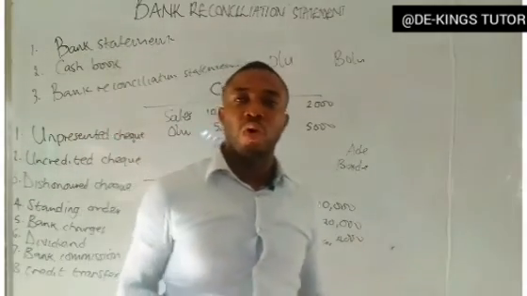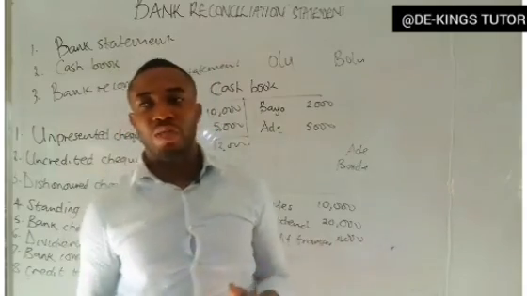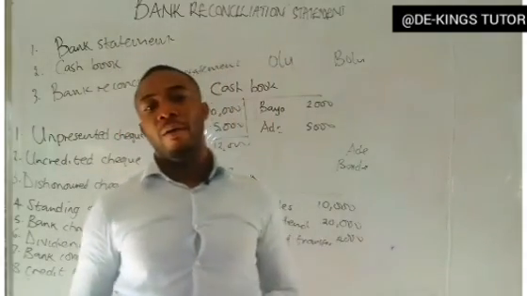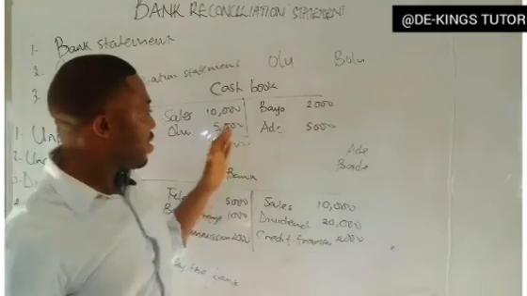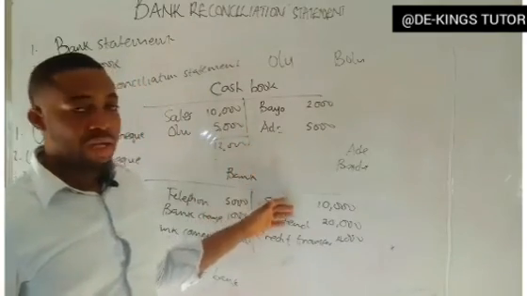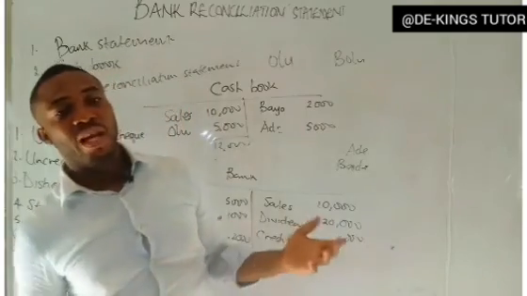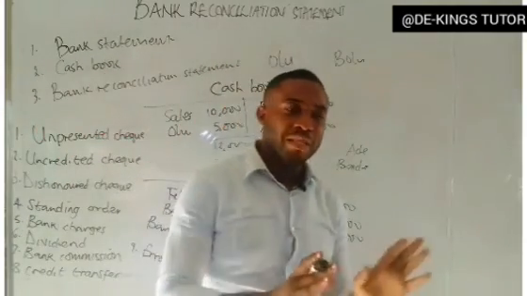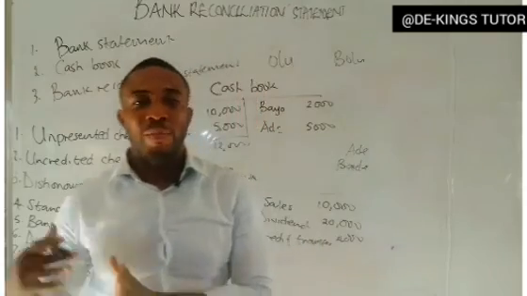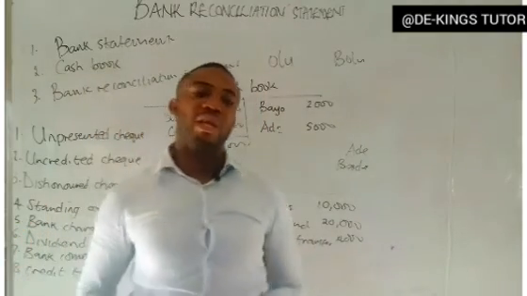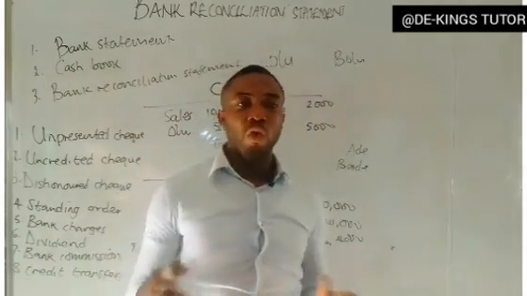Okay, so this is where we'll stop. In the next class, we'll see the format and the method of preparing a bank reconciliation statement. We have basically two methods. The first one is preparing it directly, and the second one is preparing based on adjustment of the cash book. So in the next video, we're going to see that.